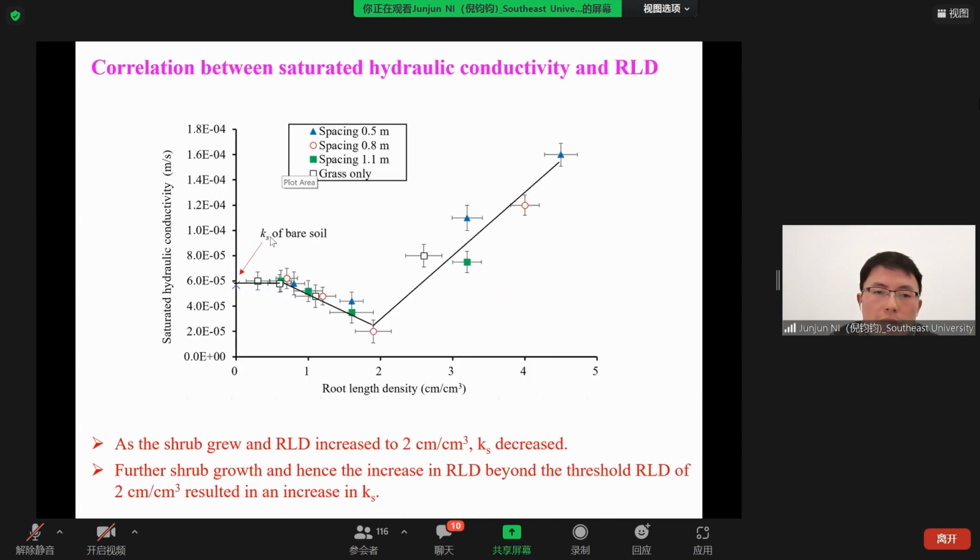And we can also correlate the saturated permeability with the root length density. We have obtained this by bilinear correlations. When you do long-term simulation of these kinds of atmosphere-plant-soil interactions, this can be used as an input parameter.